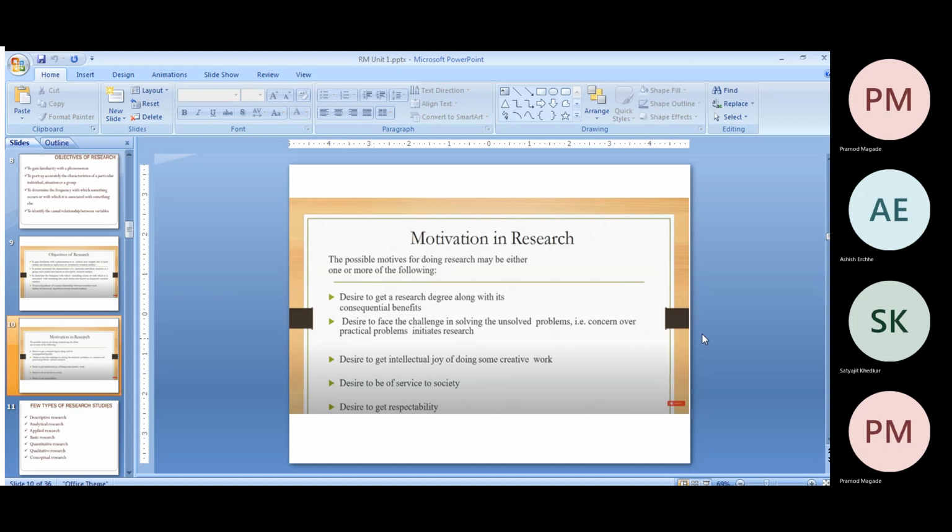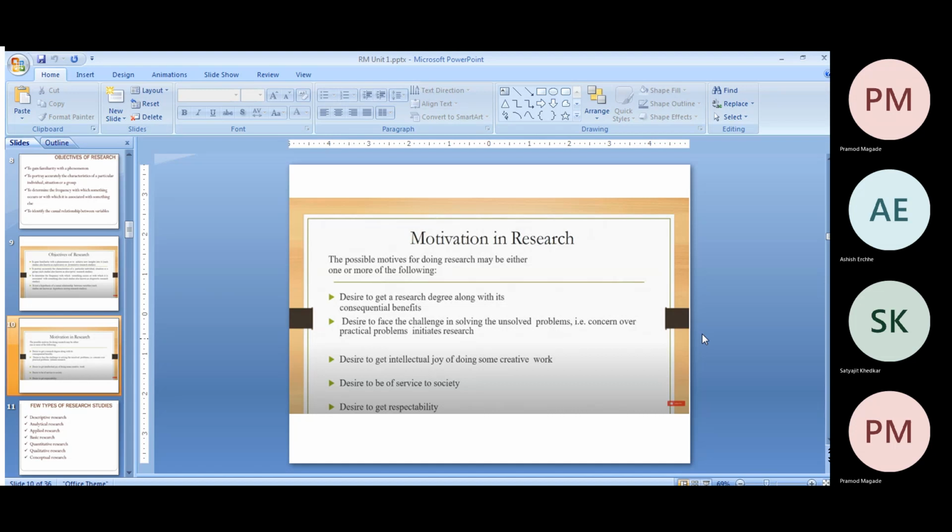Another motivation factor is, of course, the desire to get intellectual joy, personal joy, that personal achievement. Yes, I'm having this challenging topic and I'm very interested to work on that. So this is a kind of motivation. Understood?